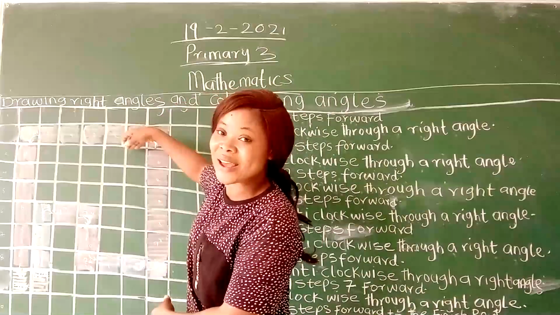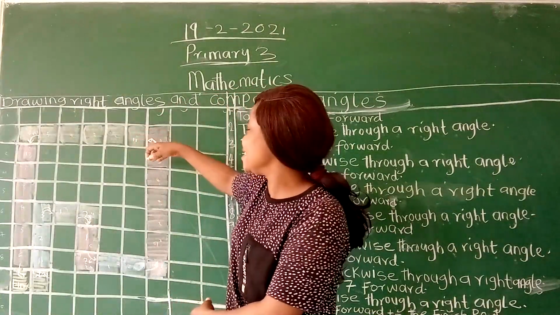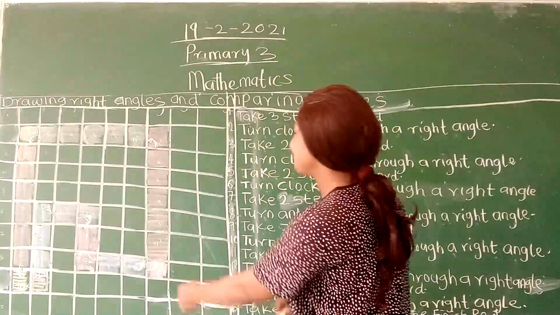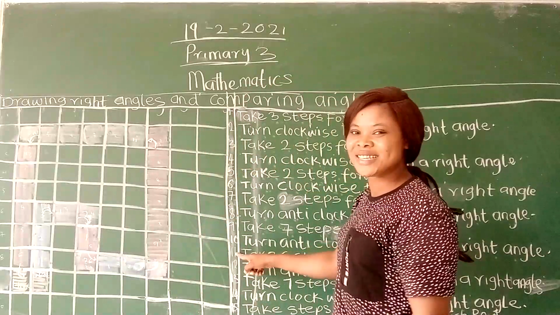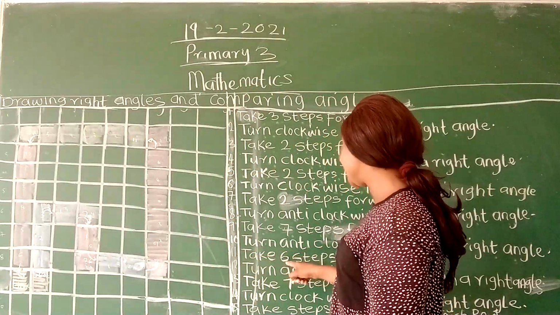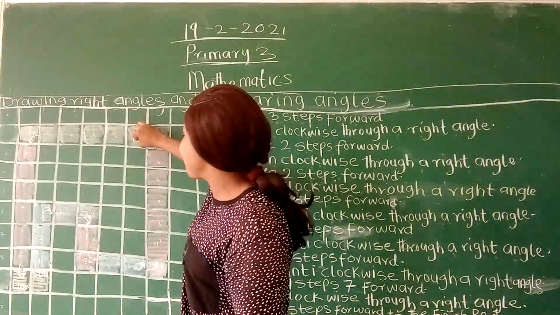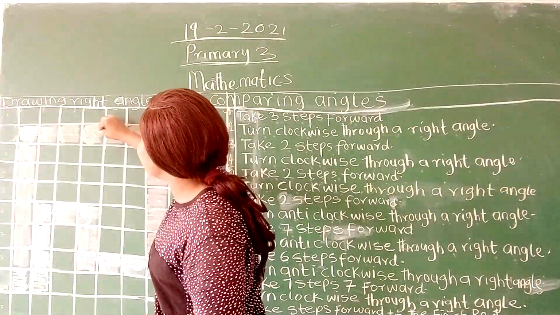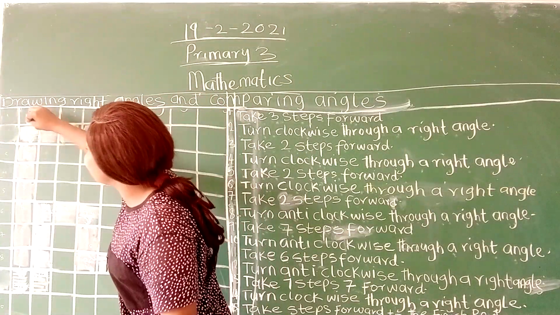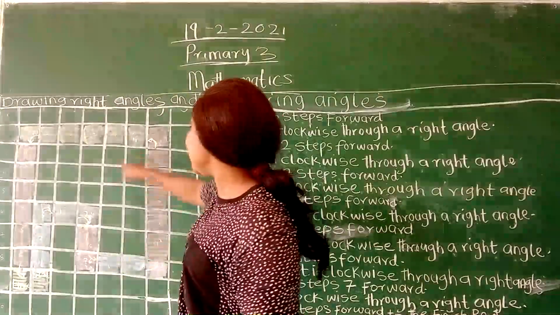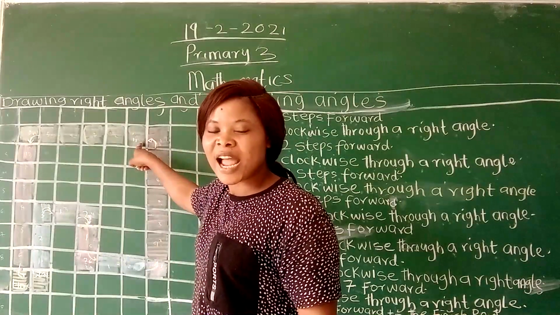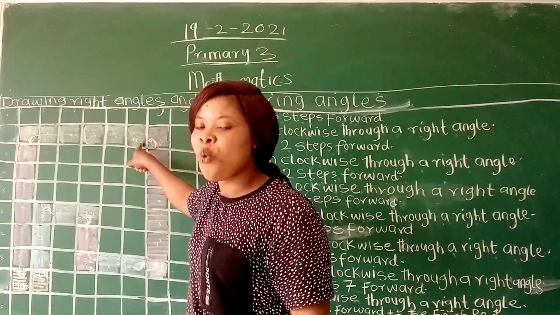Great. Another anti-clockwise what? Direction. So in that sense, we are now going to the 11th instruction. We say, take 6 steps forward. Good. 6 steps forward. We now go 1, 2, 3, 4, 5, 6. Good. Color the squares. Have you colored the 6 squares?